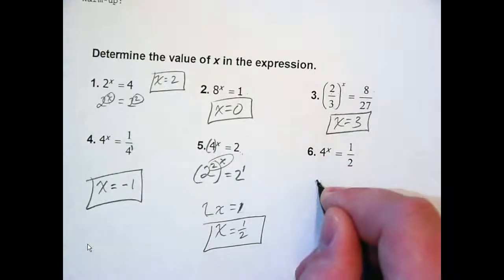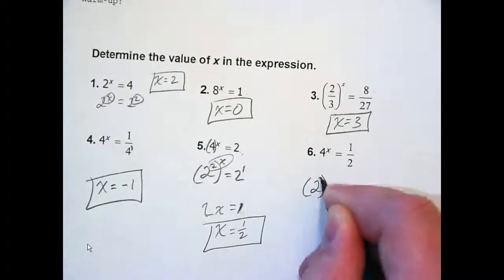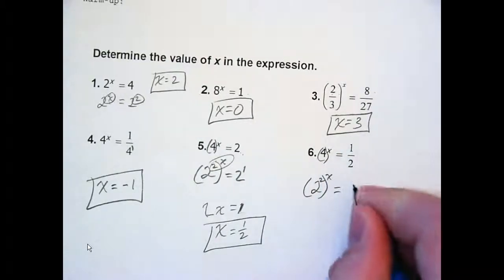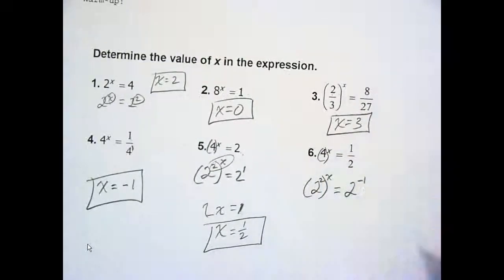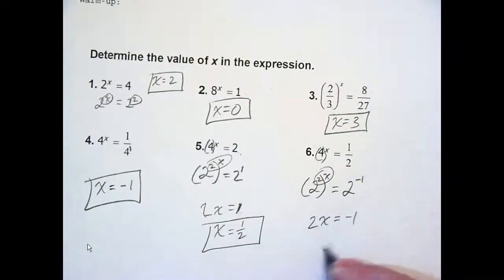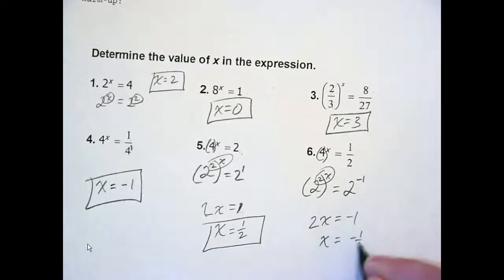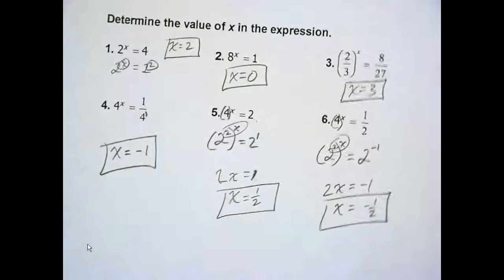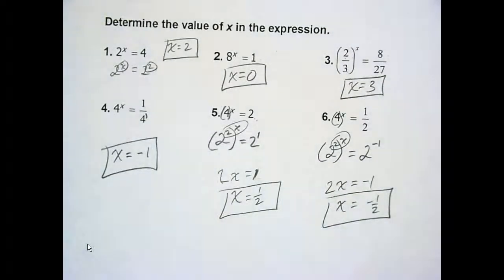You could say that's base 2. So that 4 becomes 2 squared. And this 1/2 is base 2, and 2 to the negative first. You get 2x equals -1, so x is -1/2. Any questions there? Really quick review of yesterday.